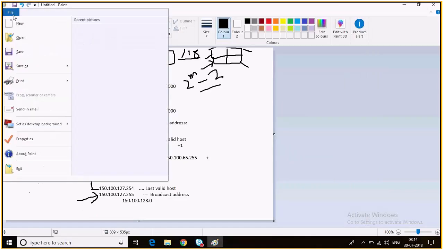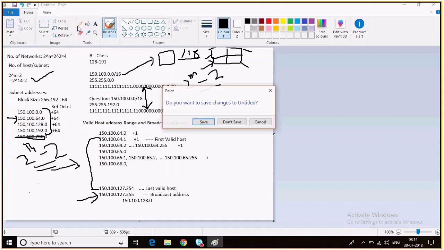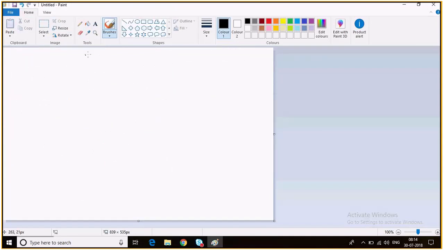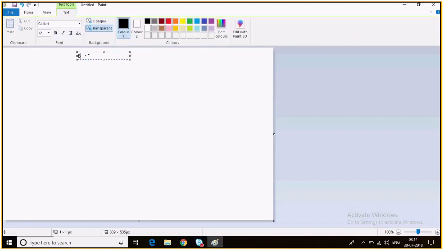So we move on to the next section of B class subnetting questions, in which we have some kind of change in the question. So for B class again, I'll write any B class address here, 150.100.0.0, and this is my default subnet mask. So obviously I'll write it 255.255.0.0, and then I will write this into the binary form also.